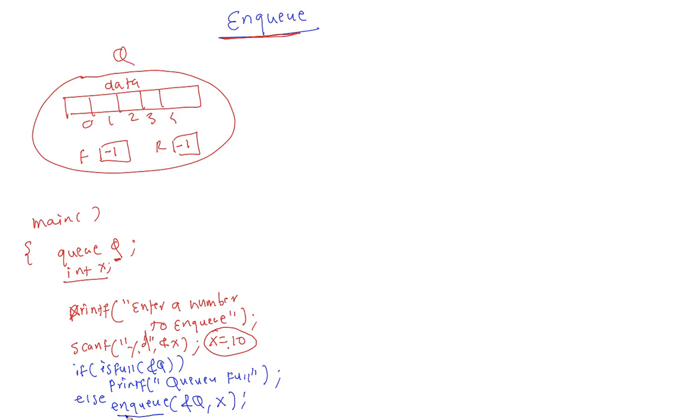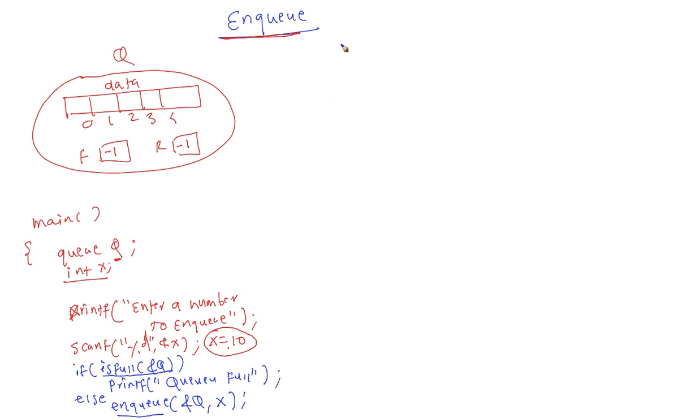So this NQ is called only when the queue is not full, right? I call is full on the queue. If is full returns 1, I'll say the queue is full. I'll not perform NQ. If is full returns 0, that means this condition is false. 0 means this condition is false. I'll go to else where I'll call the NQ function.